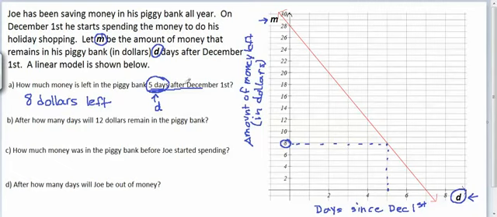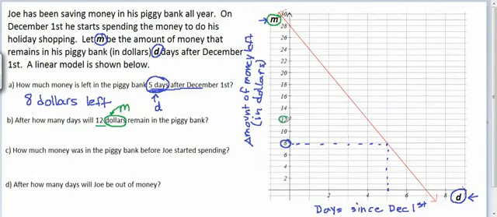All right, let's switch colors and look at part B. After how many days will $12 remain in the piggy bank? So the number we're given to look up is 12. We want to decide if that's an M or a D. So the units on that are dollars. When we look at our graph, we see dollars corresponds to M. Money, right? So this is an amount of money they've given us. So I'm going to need to look up 12 on the M axis.